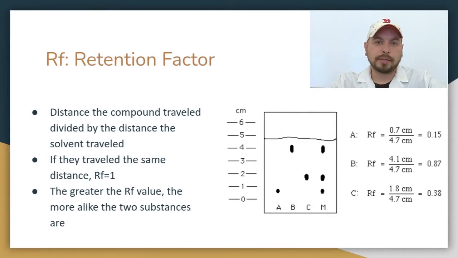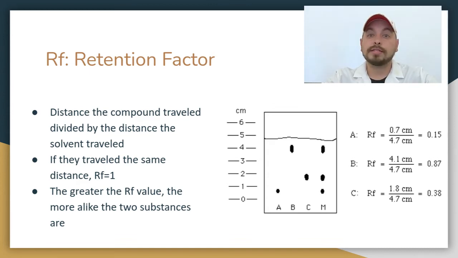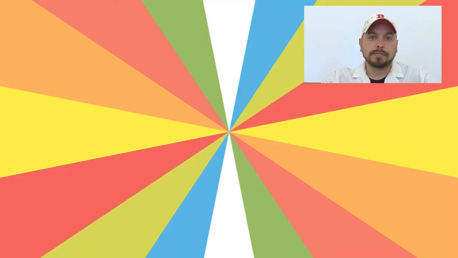Now, we can actually do a calculation that allows us to see this in a numerical way. It's called the retention factor, or RF value. You're not going to be asked to do anything with these RF values necessarily, or even calculate them, but it's an important thing to understand that the RF value is calculated by dividing the distance the compound traveled by the distance that the solvent traveled. So if they both traveled the same distance, then it would be an RF value of 1. If the compound traveled 90% of the distance of the solvent, then it would be an RF value of 0.9. The greater the RF value, the more like the solvent that the compound is.